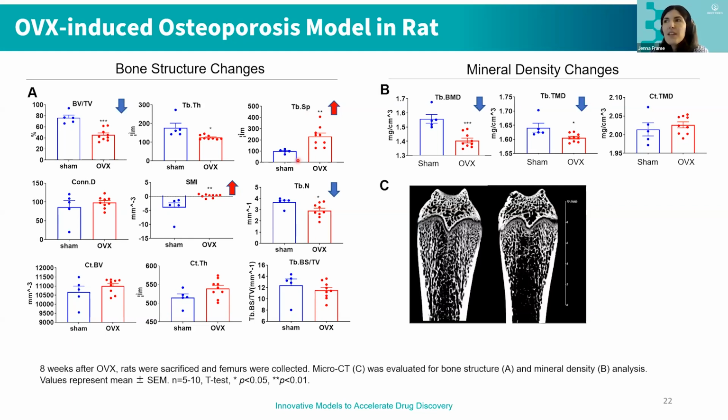So in these rats, SMI was significantly increased, which can also be an indication of increased fragility. In addition, there's also a decrease in trabecular bone mineral density, or BMD, and trabecular tissue mineral density in the experimental group. So altogether, these rats have osteoporosis-like phenotypes.